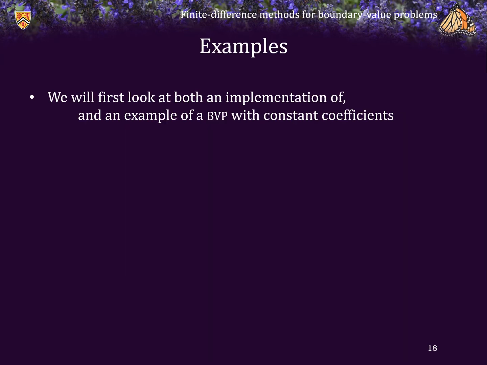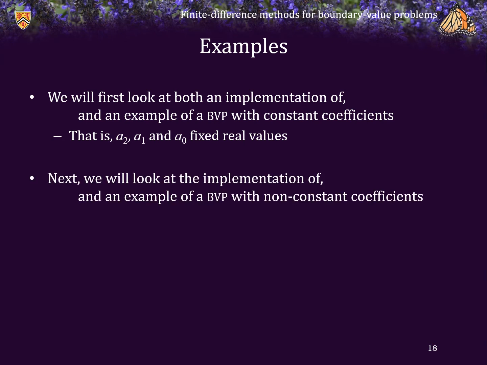Now, we will first look at an implementation of and an example of a boundary value problem with constant coefficients. That is, again, A2, A1, and A0 are fixed real values. Next, we will look at an implementation of and an example of a boundary value problem with variable coefficients, that is, where A2, A1, and A0 may be functions of x.